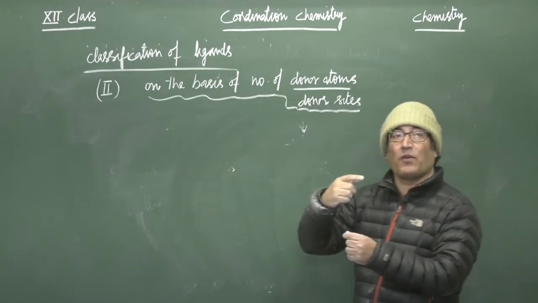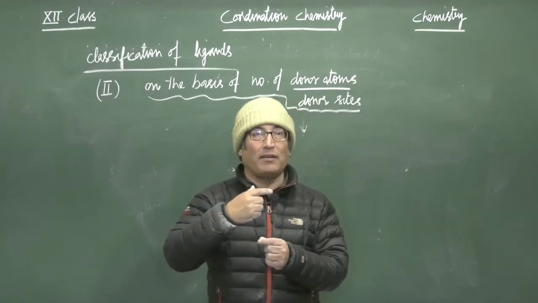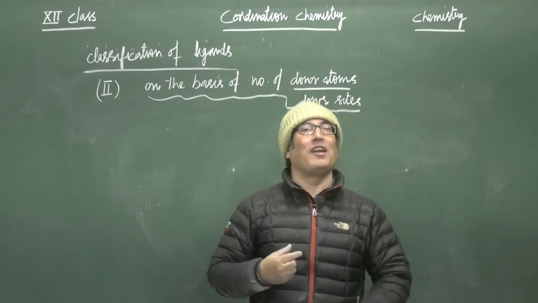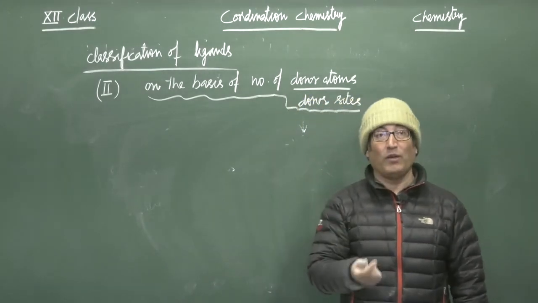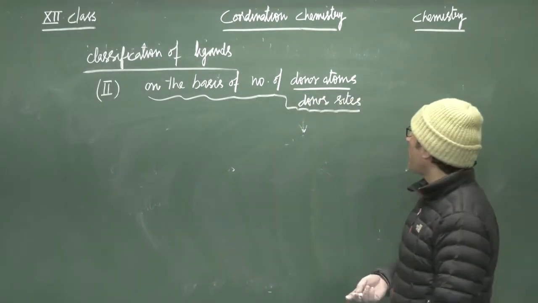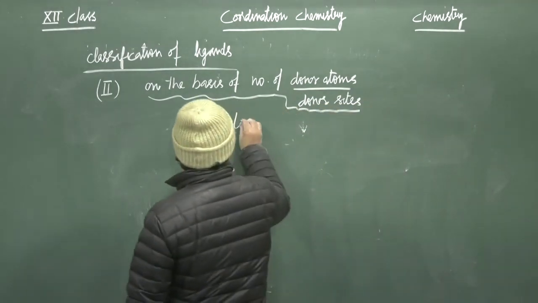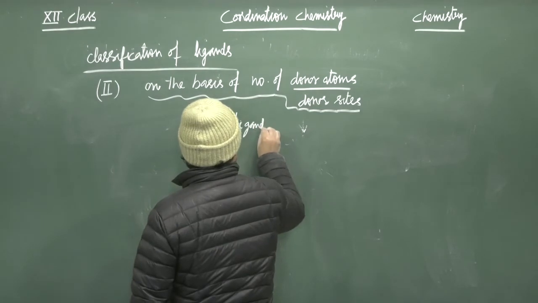Mere presence of an electron pair doesn't make it a ligand. It should be able to donate it. If it can donate it, then it becomes a donor site, and only then you call it a ligand. So on this basis, ligands have the following classification.